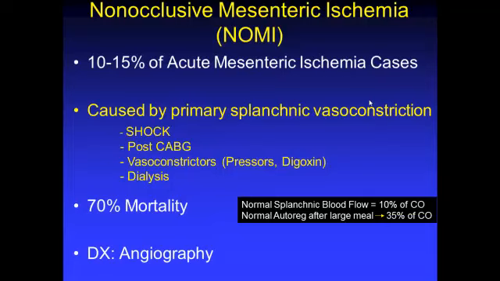Of note, just for numbers' sake to have in your head, your normal splanchnic blood flow is about 10% of cardiac output. After you eat a big meal, you need that to go up to about 35% of cardiac output. And in some instances, if you've got significant plaque disease, for example, at the takeoff of the SMA, your bowel is not able to do that, and so you get intestinal angina.